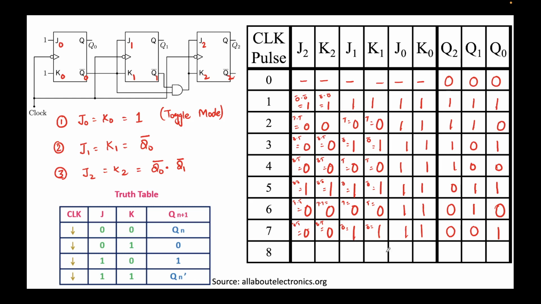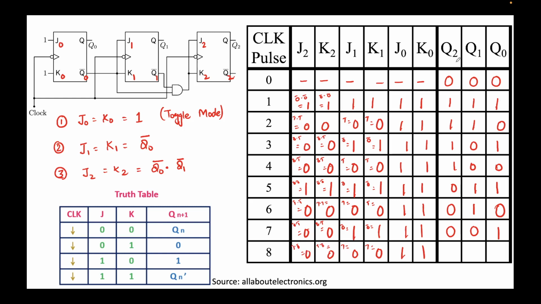This means we again must populate the inputs for clock pulse 8. J0 K0 are 1 and 1. J1 K1 are Q0 bar. Q0 is 1, so it will turn out to be 1 bar, which means 0. Sorry, that is Q0. J2 K2 is Q0 bar dot Q1 bar. This means 1 bar dot 0 bar, which will turn out to be 0 again.